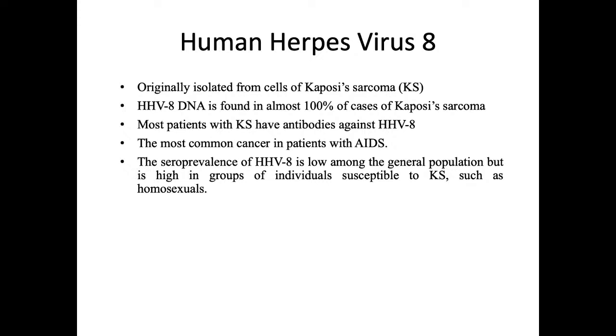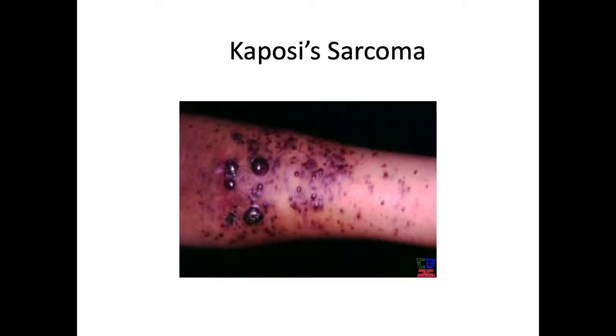And Kaposi sarcoma, this cancer, became more common with the appearance of HIV. Because HIV leads to immunodeficiency, and Kaposi sarcoma was very commonly seen among HIV patients, and it leads to development of such bluish, purplish patches on the skin. So this is actually cancer of endothelial cells of blood vessels, and can be seen in visceral organs as well. And it can be severe and deadly as well.